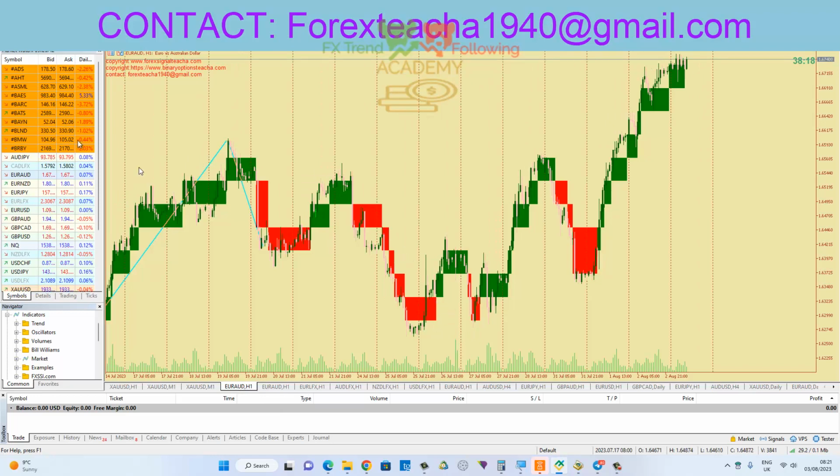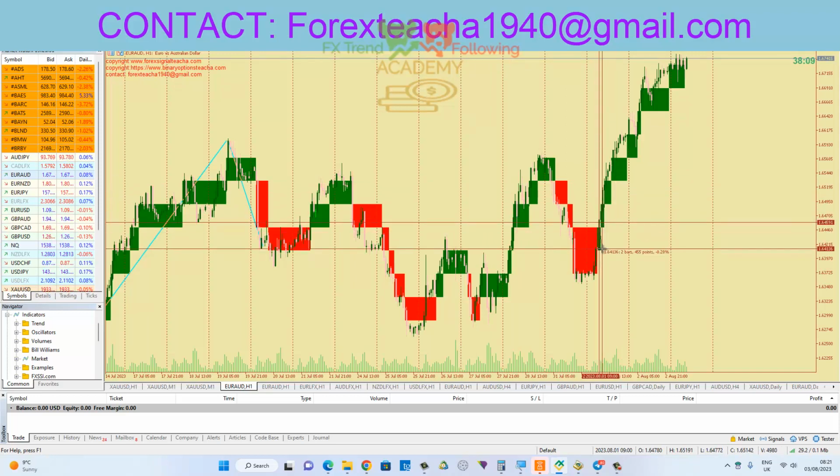So what you need to do is just load the indicator on the chart, and when you see it's giving you a green box, you're only looking for buy trades if it's green, and then you put your stop loss below the red box.